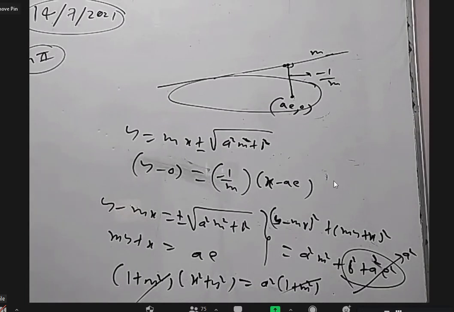So coming Sunday, you have advanced exam. So your portion is ellipse.